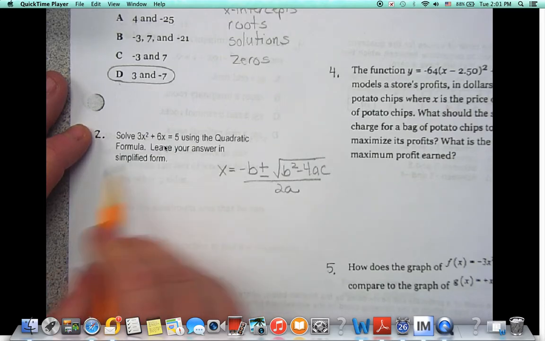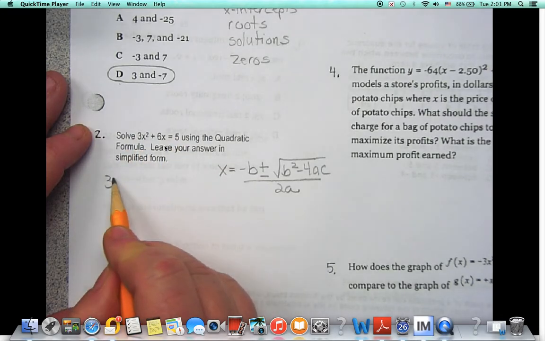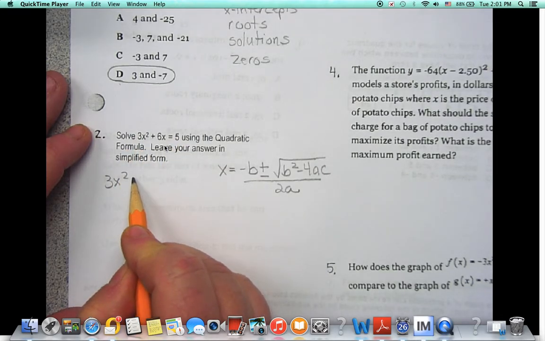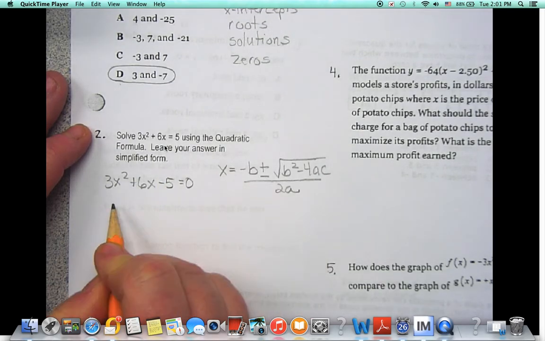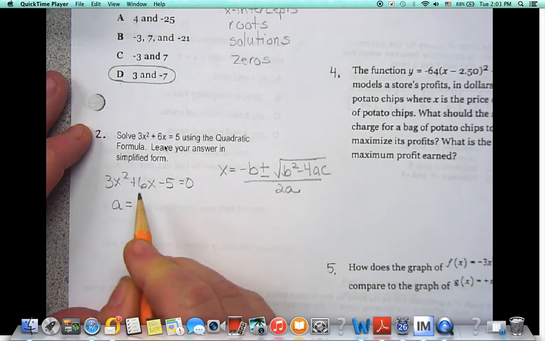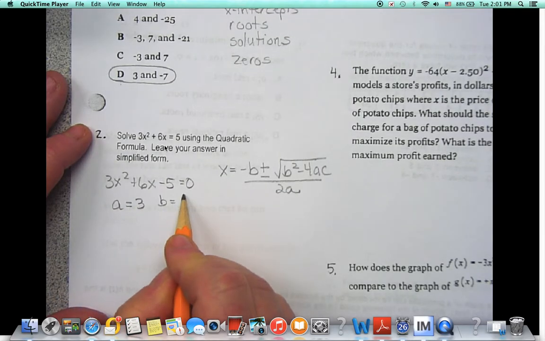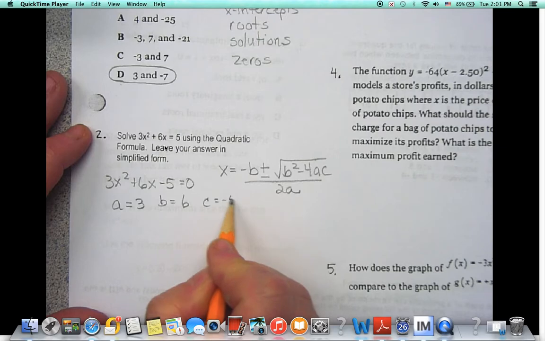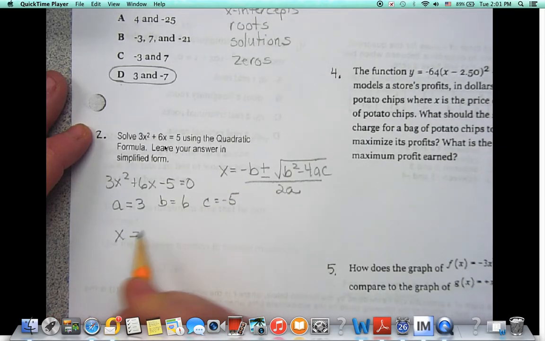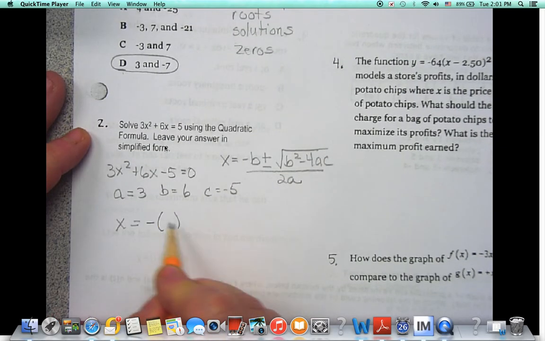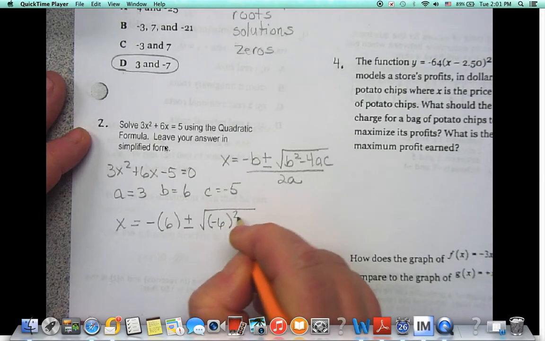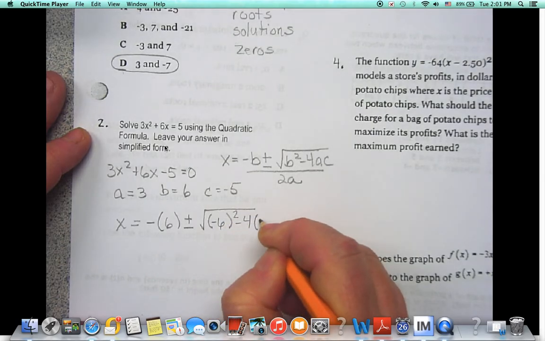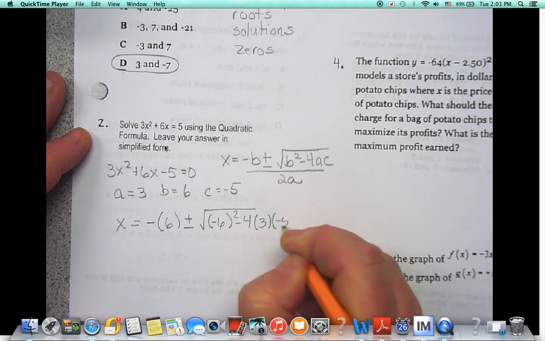So first thing we have to do is what on here? Subtract 5. Good. 3x squared plus 6x minus 5 equals 0. So what is a? 3. b? 6. c? -5. So x equals negative parentheses 6 plus or minus the square root, put a -6 in here, squared minus 4 times 3 times -5.